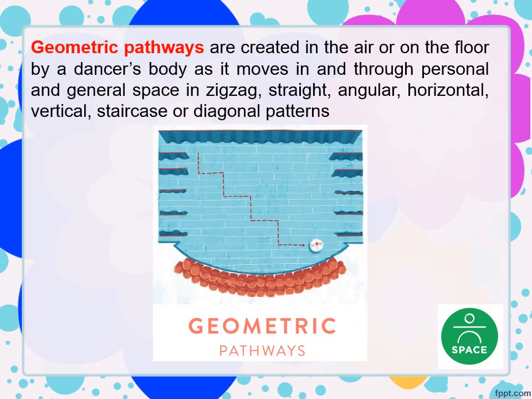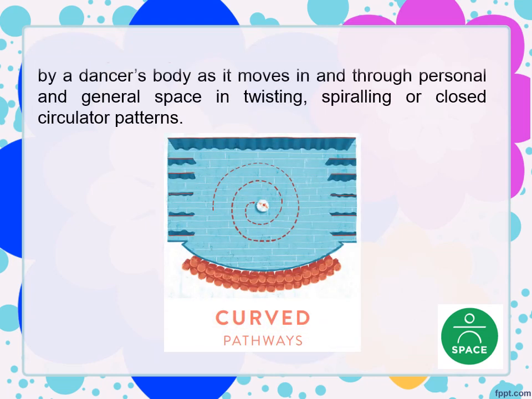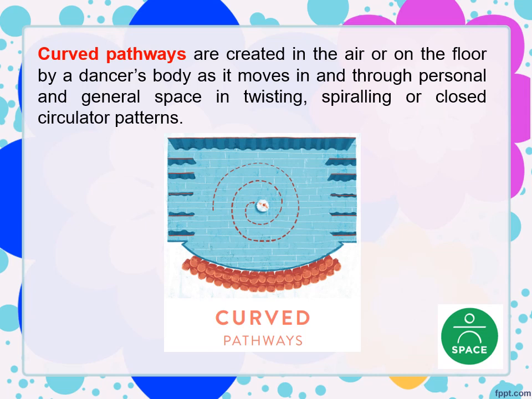Geometric pathways are created in the air or on the floor by a dancer's body as it moves in and through personal and general space in zigzag, straight, angular, horizontal, vertical, staircase, or diagonal patterns. Curved pathways are created in the air or on the floor by the dancer's body as it moves in and through personal and general space in twisting, spiraling, or closed circular patterns.